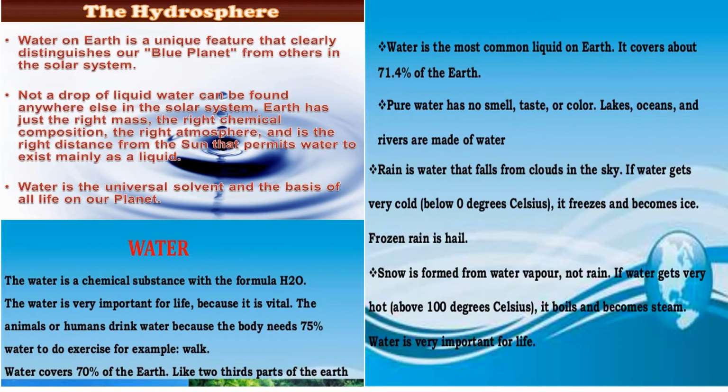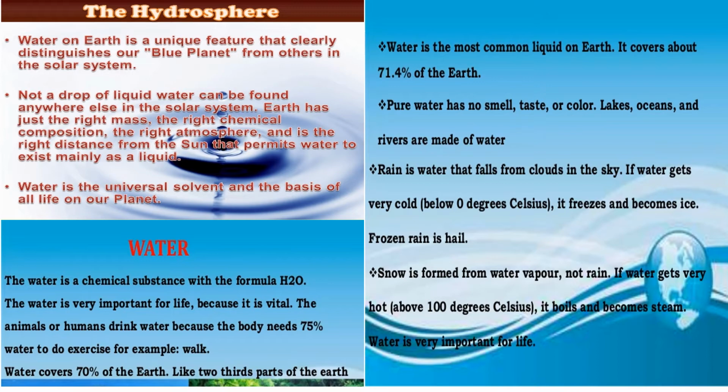Water is a chemical substance with the formula H2O. Water is very important for life because it is vital. Animals and humans drink water because the body is about 75% water, needed to exercise, for example, to walk. Water covers 70% of the Earth, about two-thirds. Water is the most common liquid on Earth. It covers about 71.4% of the Earth.